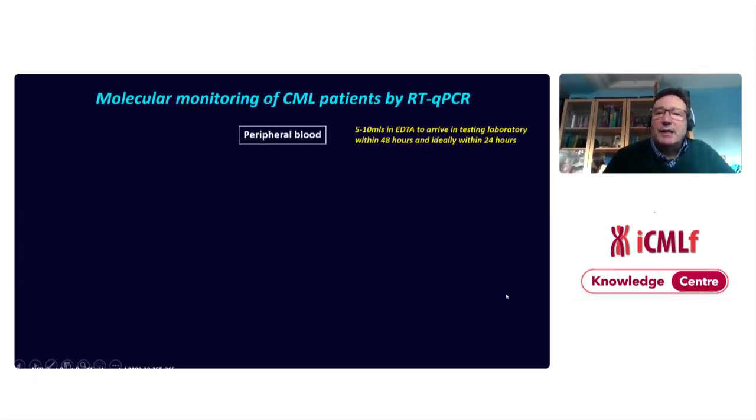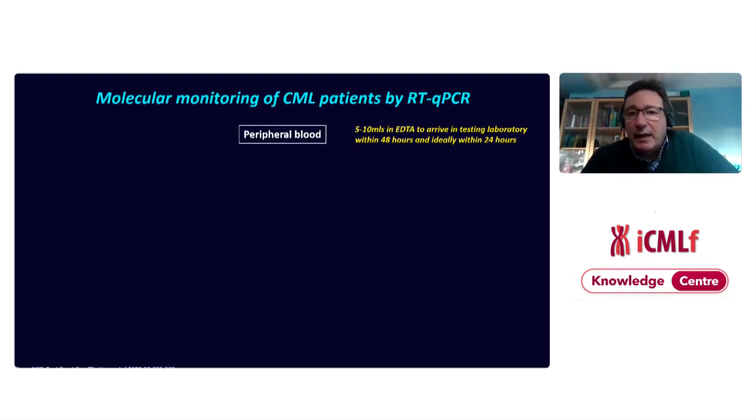So this is just a test. It's deceptively simple, but there are some important technical points. First of all, we can do it on peripheral blood, and that's preferred because it's less invasive than bone marrow. We usually ask for 5 to 10 mils in EDTA to arrive in the testing laboratory within 48 hours, and ideally within 24 hours or as soon as possible. This should be at ambient temperature. Very aware that ambient temperature in different areas of the world may be very different, so it's good to insulate against extremes of cold or warmth.